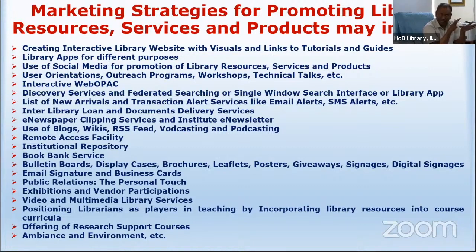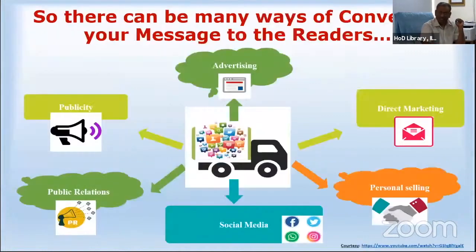Then there could be interlibrary loan and document delivery services, and you can also provide an e-newspaper clipping service free of cost using RSS feed. Blogs, wikis, RSS feed, broadcasting, or podcasting may also help promote your different services. In a situation like a pandemic, remote access facility is very important. And if you are able to develop your own institutional repository, that can also help. So there are a number of services which can be provided for marketing purposes.